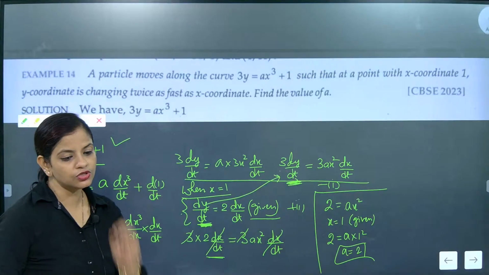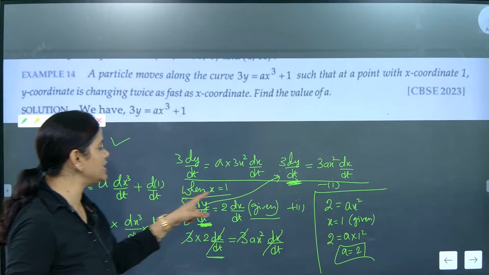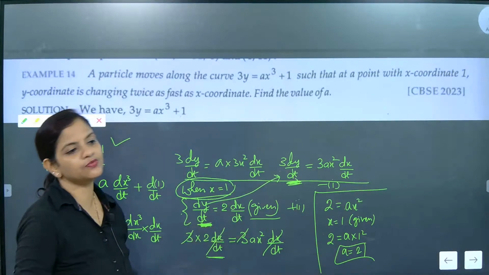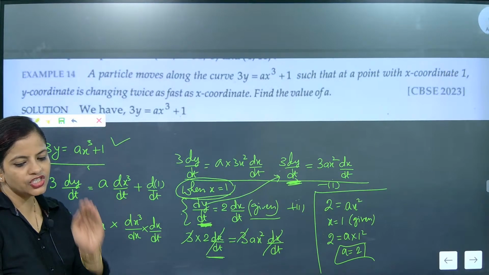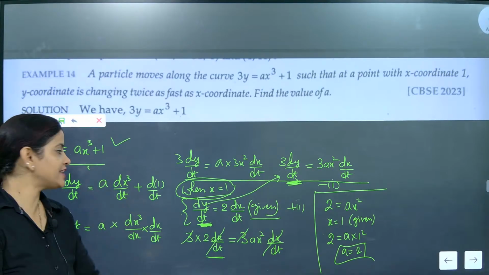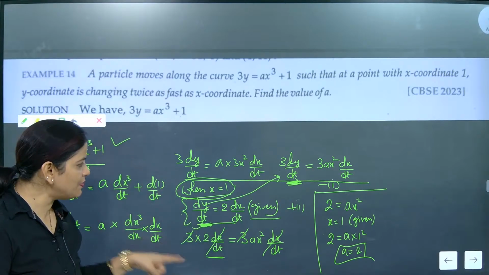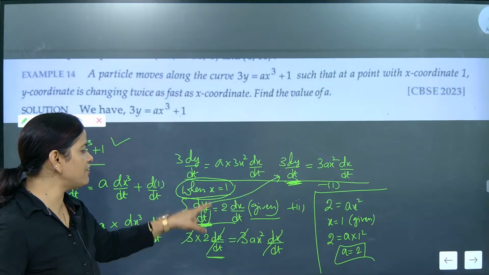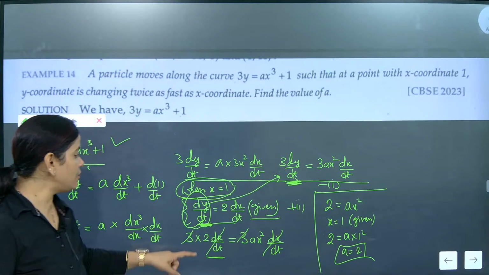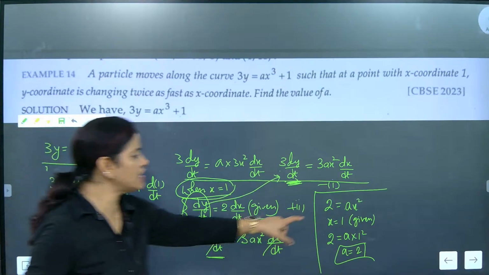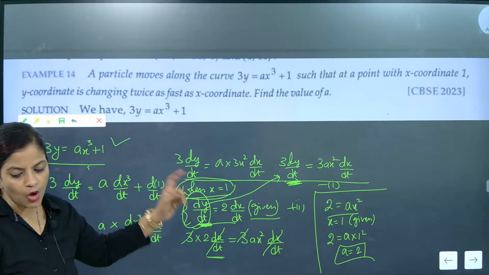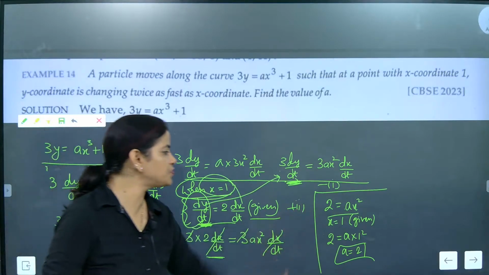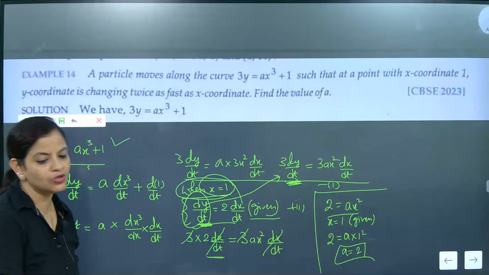After that, according to the statement, when x is equal to 1, they told us the y coordinate changes 2 times the x coordinate. The y coordinate is changing how many times? 2 times the x coordinate. So we got this equation. Simply, whatever equation we got from the curve, in that we substituted dy by dt. After cancelling everything, we got this, and that is possible only in one case, when x is equal to 1. So we substituted, and at that point we got the value of a.